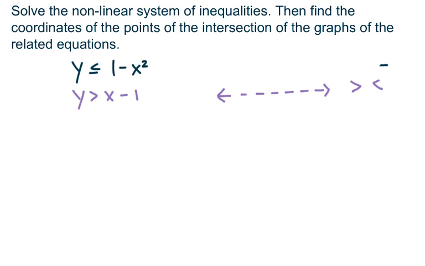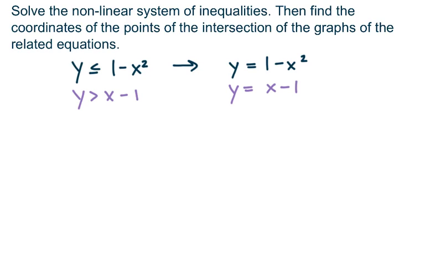All right, so essentially all that inequality sign is doing is telling me where to shade. So I'm going to go ahead and treat these like an equation. So I have y equals 1 minus x squared and y equals x minus 1. Now, what do the graphs of these look like? Well, we have a parabola opening down, shifted up 1 unit, and then we have a line with a slope of +1 and a y-intercept of -1.